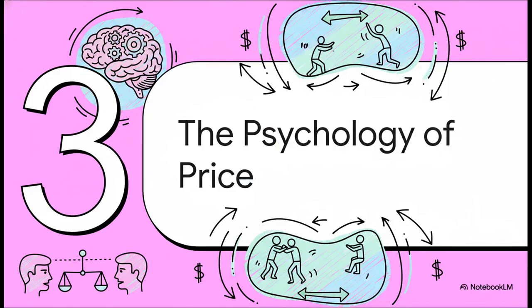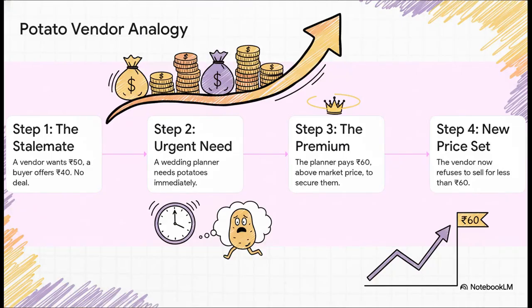So what's actually making the price move between these zones? You might think it's some complex algorithm or a fancy indicator, but at its very core, it's much simpler than that. It all comes down to human psychology. It's about compromise. And there's this fantastic analogy to explain it, the potato vendor. Picture this. A vendor wants to sell his potatoes for 50 rupees, but the buyer will only pay 40. They're at a standstill, no deal.